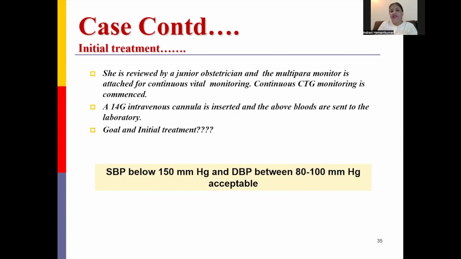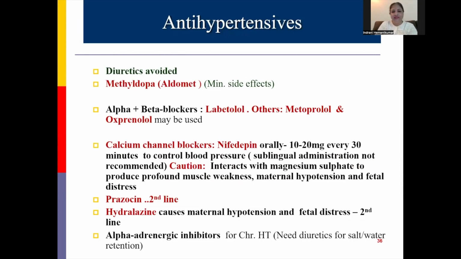Now, you have to ensure that the blood pressure is brought back to normal. 170 by 100 was the blood pressure. Now, you have to bring it down to 140 by 80. So, what antihypertensives are you going to give? Avoid diuretics. Remember, we already have hypovolemia, so you cannot give diuretics. The one with methyldopa, alpha methyldopa, has minimal side effects and can be considered. But what should be considered as the first line of treatment is a combined alpha beta blocker like labetalol, or you can also give metoprolol or oxprenolol.